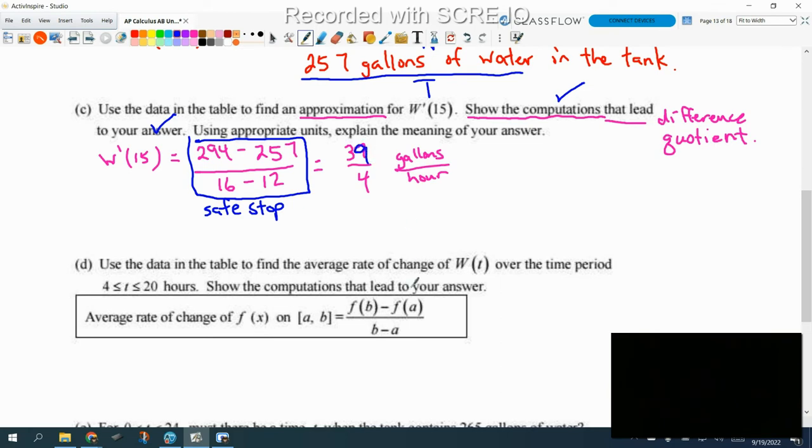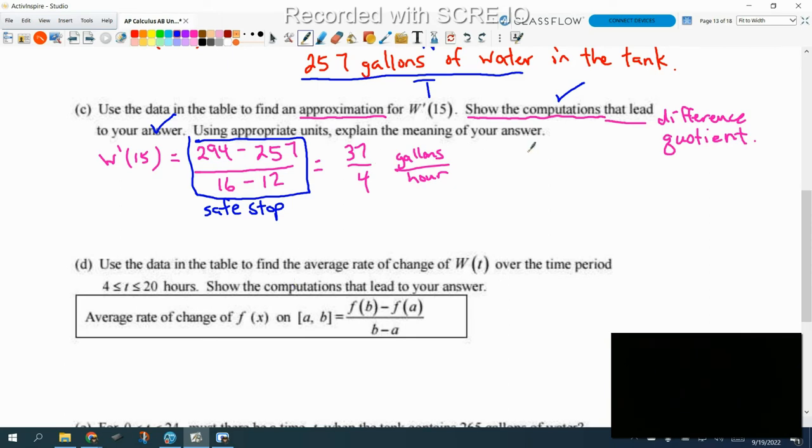What if you've written 39 over 4 instead of 37? Well, now you've lost that point. So this answer point you had right here, if you write 39 over 4, gone. You still get the computations part because you showed a difference quotient, but you no longer get a point for the answer because you did too much. Okay, don't do too much.